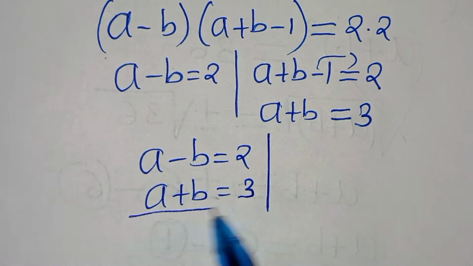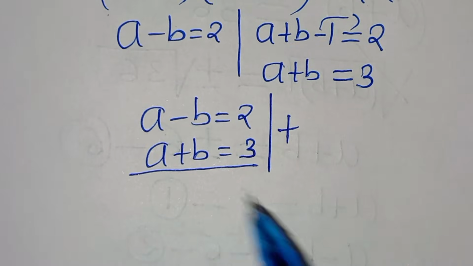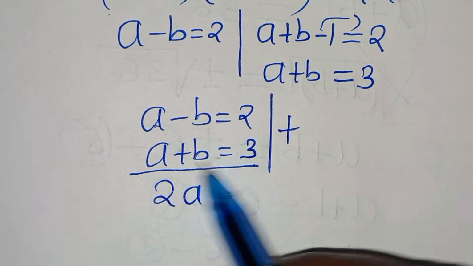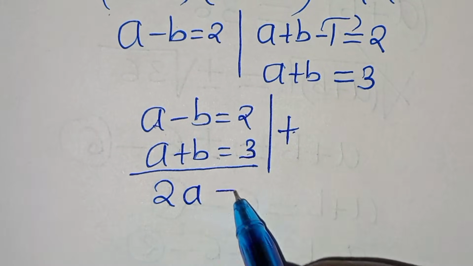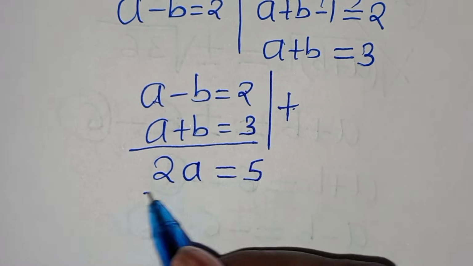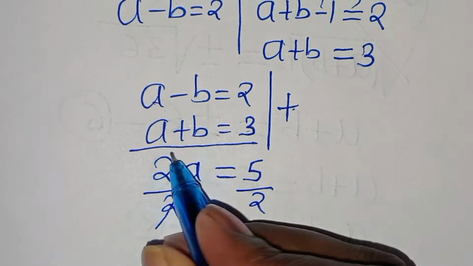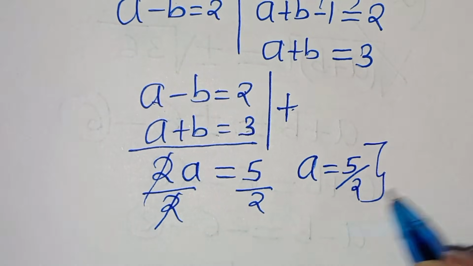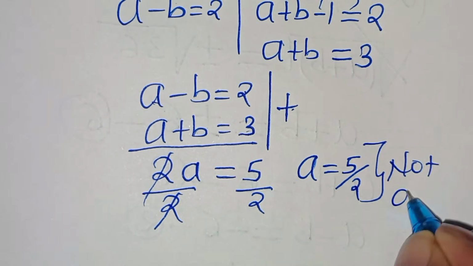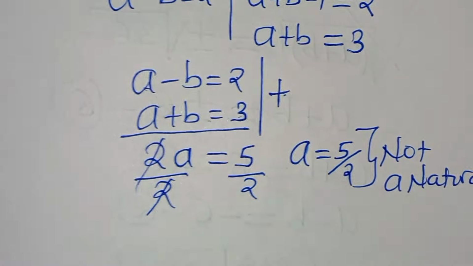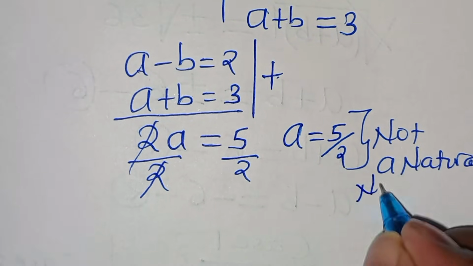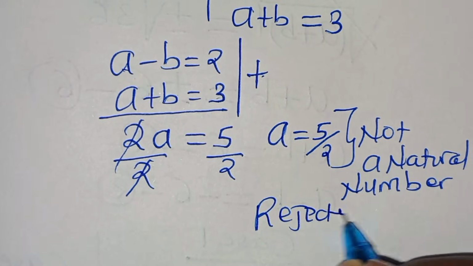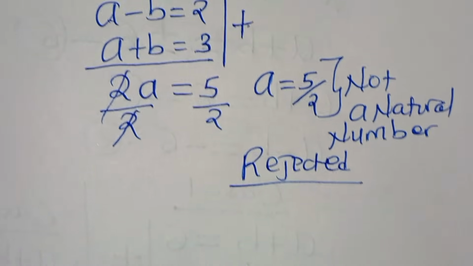These are systems of two linear equations. So let's sum them. This is a plus a, which is 2a, then minus b plus b simplifies, then 2 plus 3 is equal to 5. So if we divide both sides by 2, this means that a is equal to 5 over 2. And you find that this is not a natural number. So 5 over 2 is not a natural number. So then case 2 is rejected. Now, let's proceed to case 3.